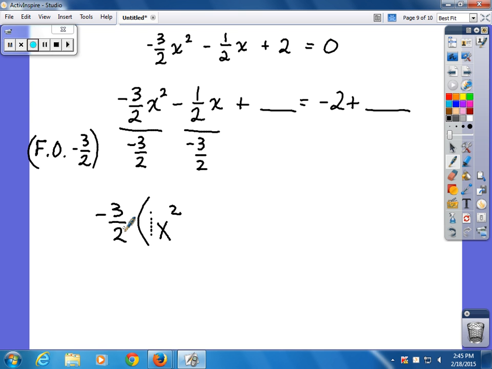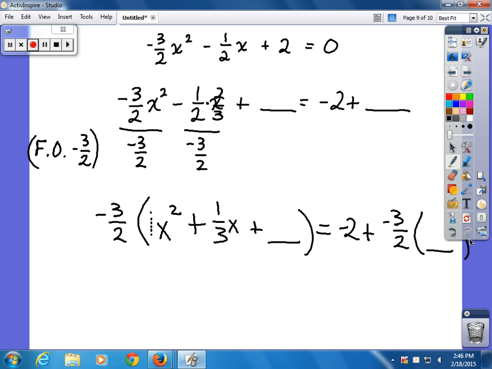-1/2 divided by -3/2 is a positive. And here's the math. I'm not going to worry about the negatives because I already got positive down. So we're dividing 1/2 by 3/2, or multiplying by 2/3, and that's going to give us 1/3, plus blank is equal to -2 plus -3/2 times blank. I'm not going to go over that rule, but I'm just going to mention it. Whatever you factor out, you multiply by the right side blank.